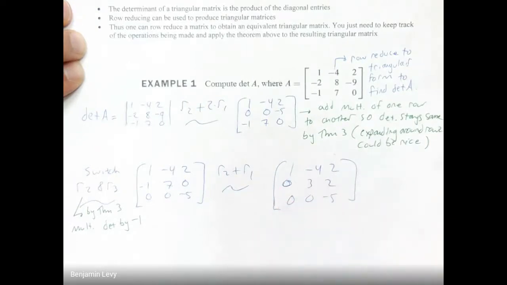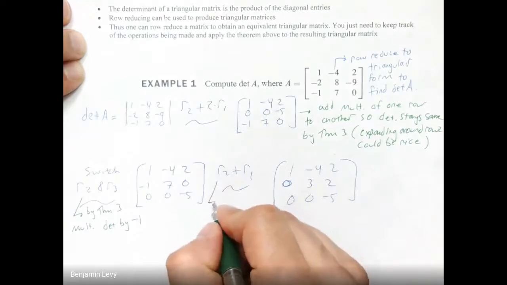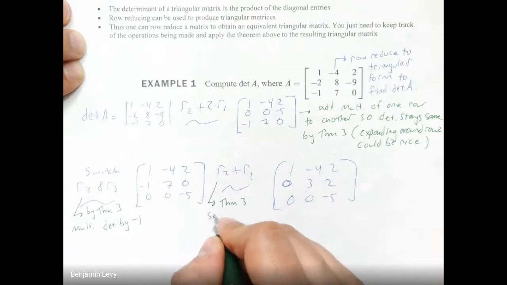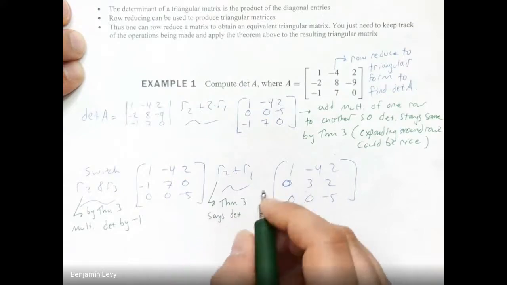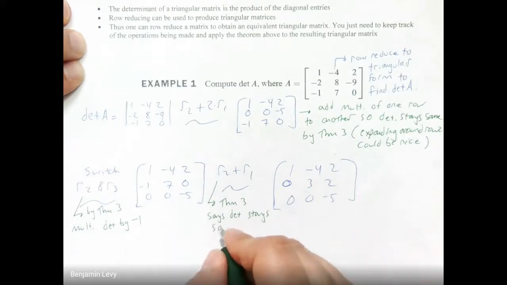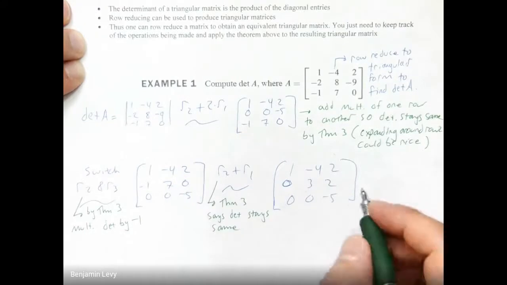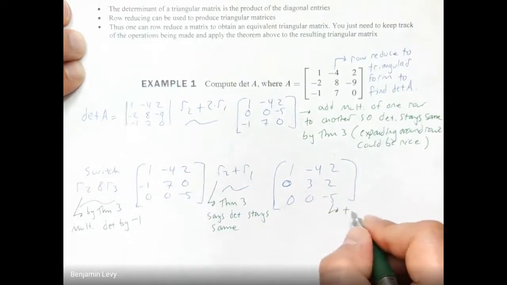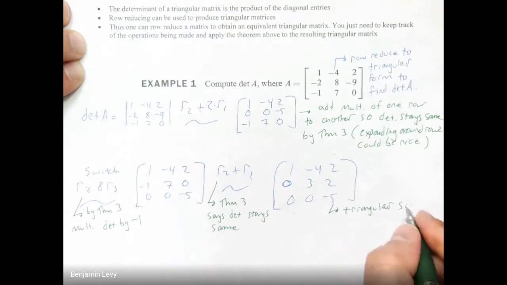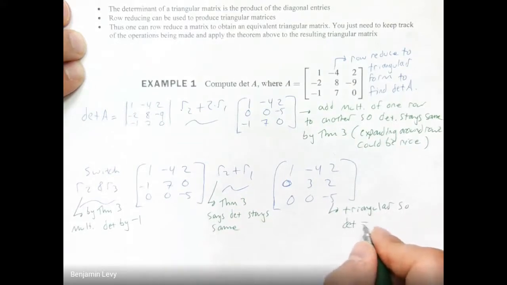But we added 2 things together, and that doesn't change the determinant. So theorem 3 says that the determinant stays the same because we just added rows. And so this is now a triangular matrix. And so it's nice and easy to do the determinant because the determinant of a triangular matrix is just the product of the diagonals.